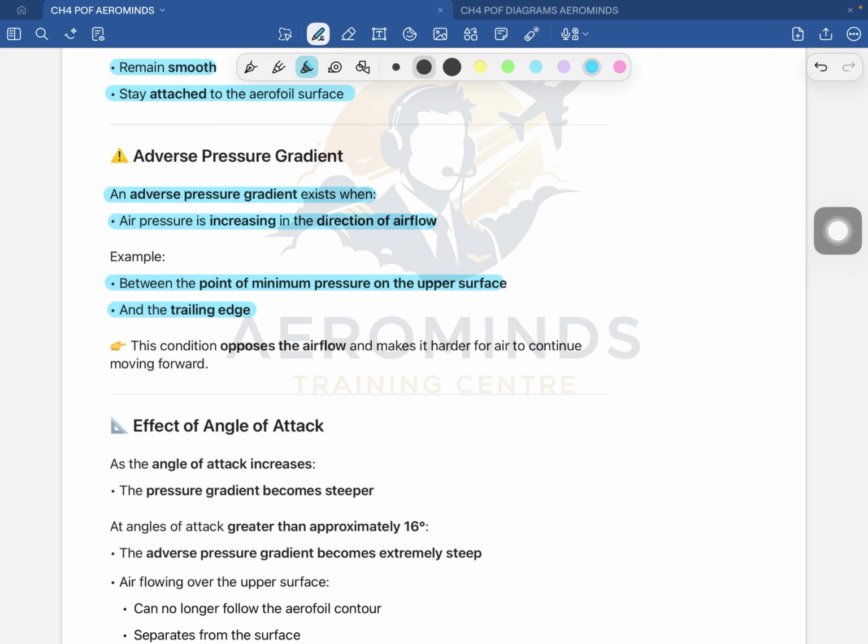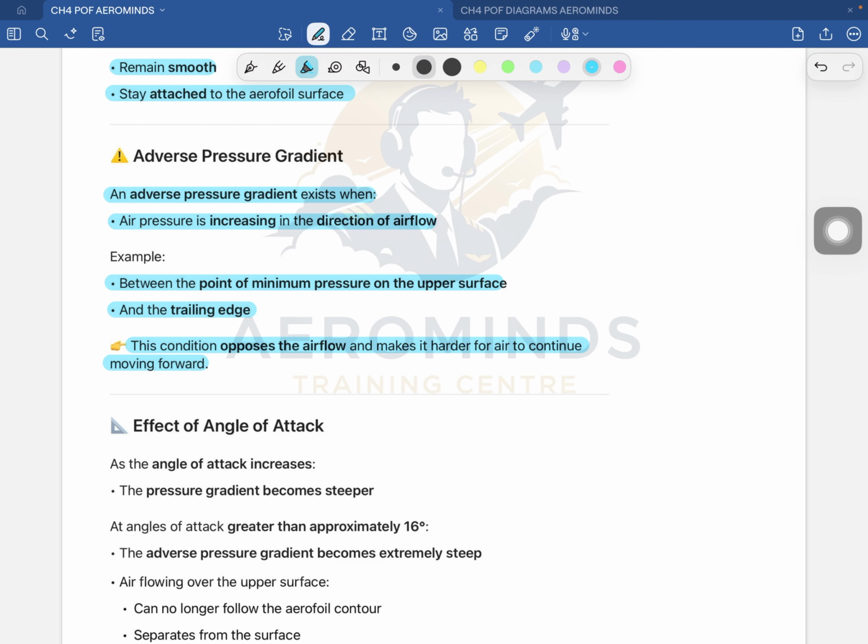Now this condition is opposing the airflow. The air is actually losing energy as it is moving along the surface, especially near the surface where the boundary layer exists. Because the pressure is increasing ahead, the air will slow down. Pressure increases, velocity decreases. If it is slowing down too much, it may not have enough energy to keep moving forward along the surface. Then something very important and very dangerous can happen: the airflow can separate from the surface. This condition opposes the airflow and makes it harder for the air to continue moving forward.